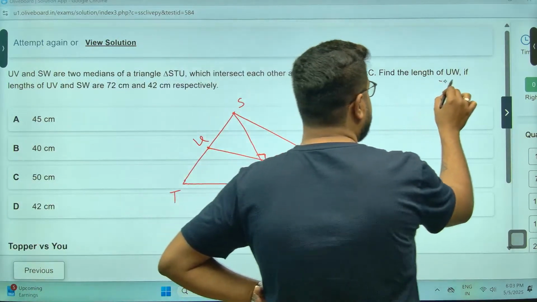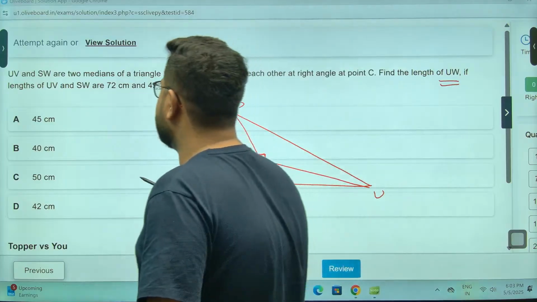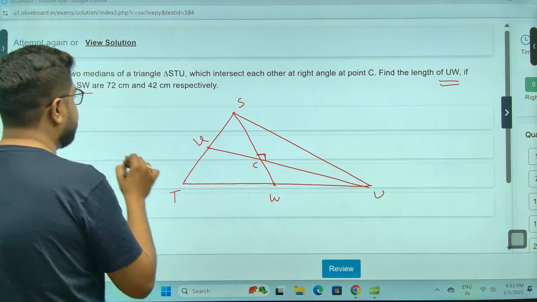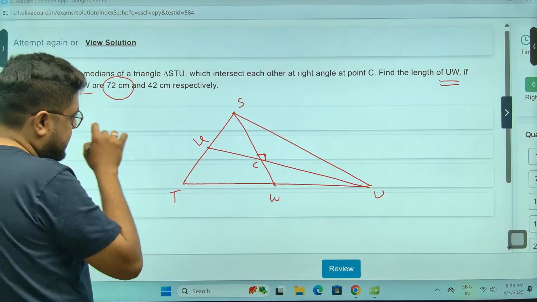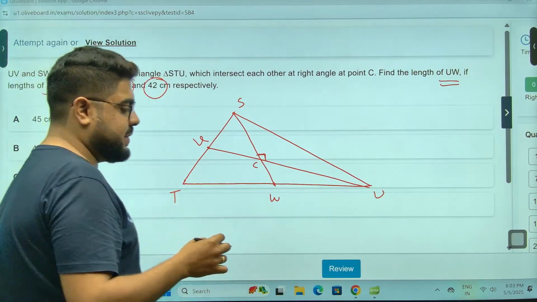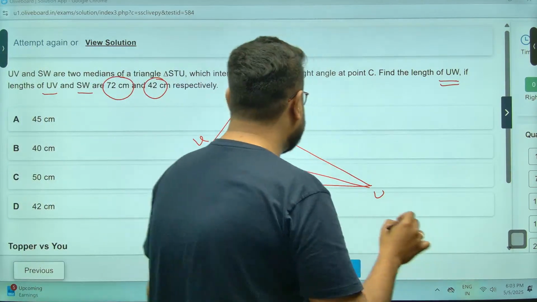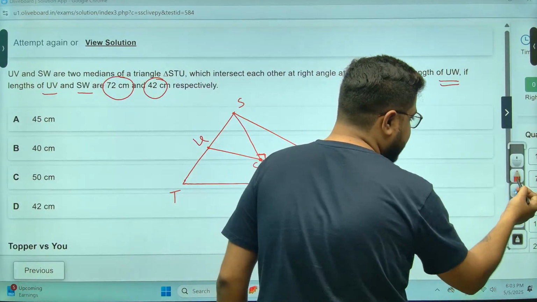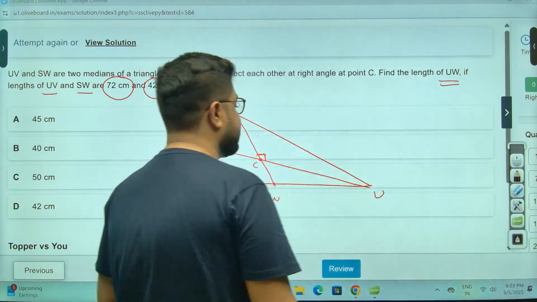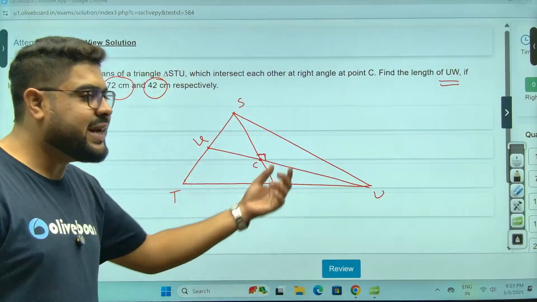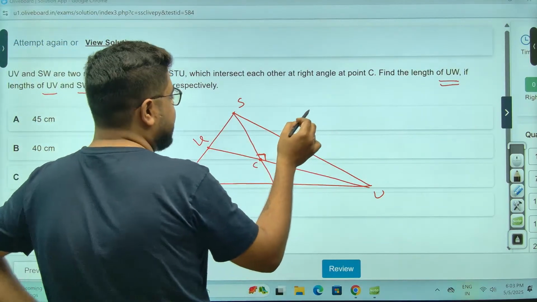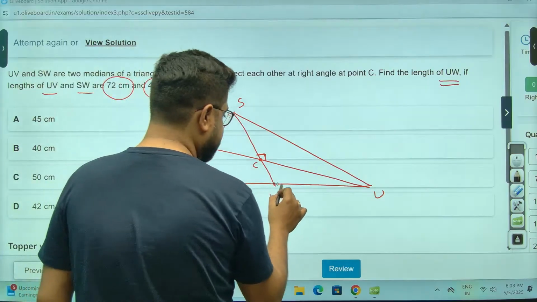Find the length of UW, if UV and SW are medians, UV is given as 72 and SW is 42. Sir, this is very simple. Why? Because these are medians, and this is your centroid. The centroid always divides the median in the ratio 2:1. So they are asking UW, meaning this much.